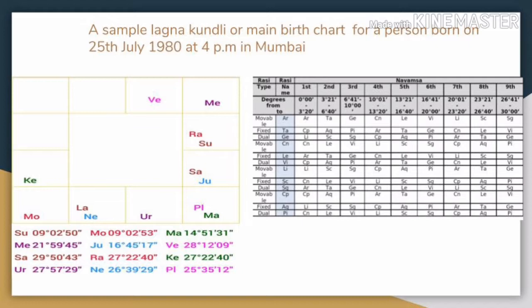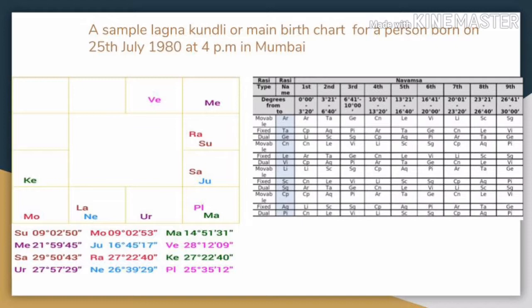Okay, so now Leo, look at the second column and see where Leo is there. So you will find that in the fifth row, where it is represented by the letters LE. Okay, what are the degrees of Jupiter? Jupiter is at 16 degrees 45 minutes.